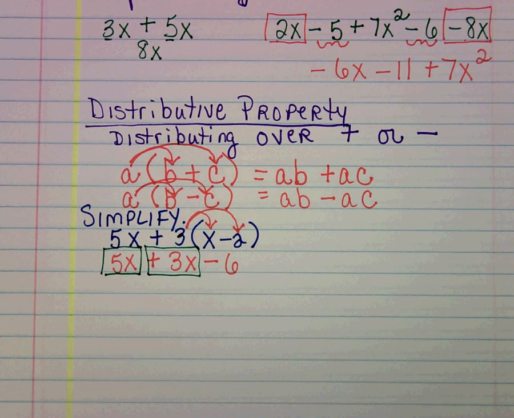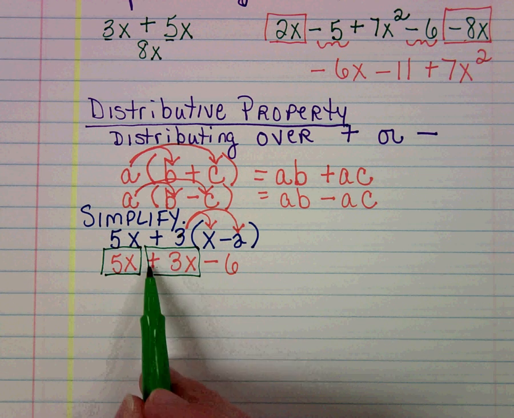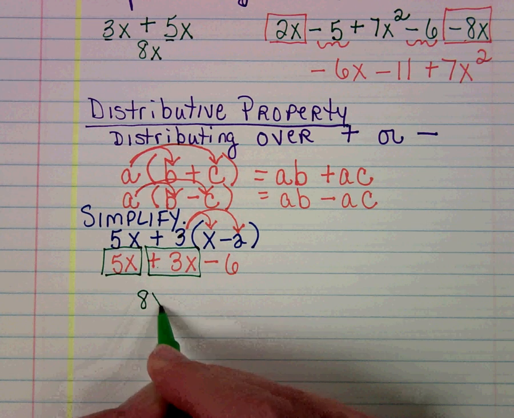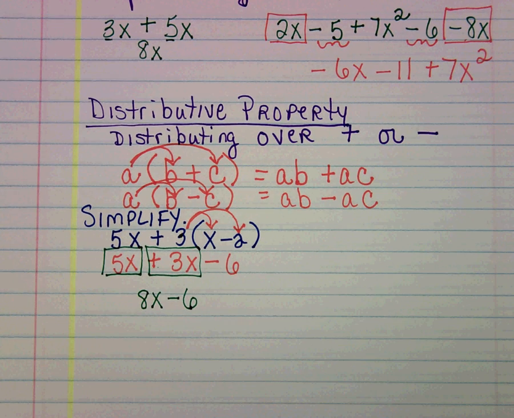Notice when I'm boxing those, I'm making sure that I include the sign with it, because we've got to pay attention to the signs on the numbers. So this would be 8x minus 6, and that would be it. That would be the simplified expression.